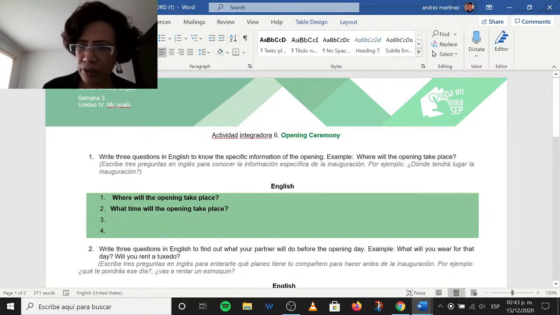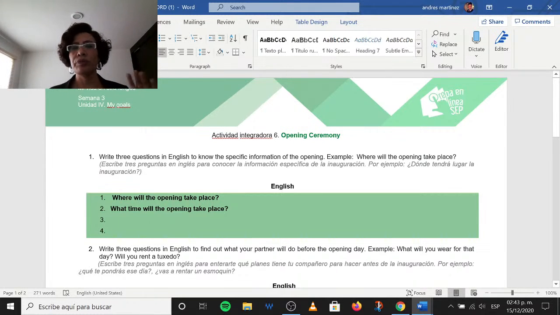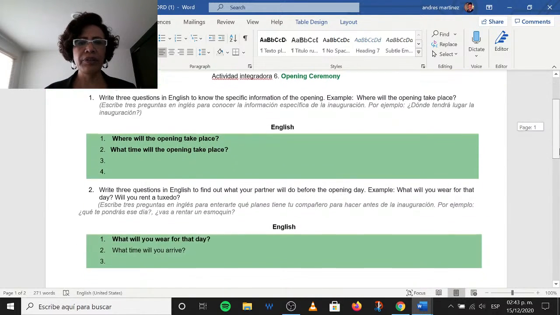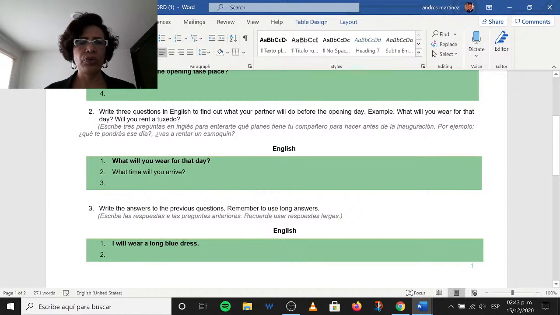Okay, I just copy, but in your case, you need to ask many other questions. Well, at least 3. I put another example. What time will the opening take place? What's my auxiliary for this section? Will. All right. And after that, you need to write 3 questions about your partner, what he or she will do before the opening day.